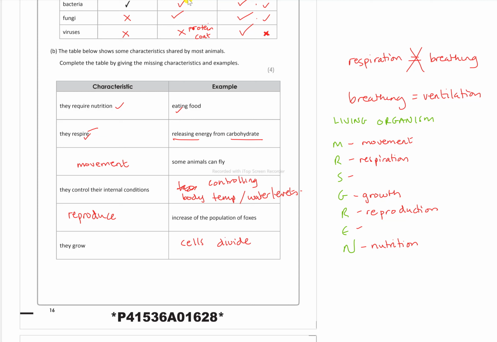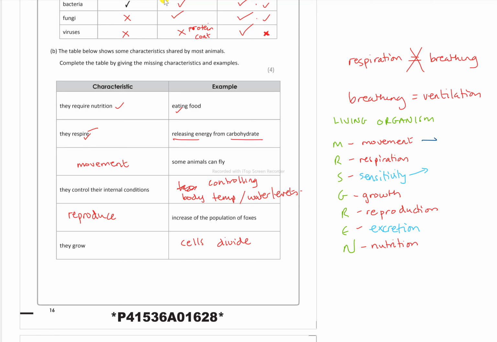Right, let me think about that one. Right, okay, so this here is sensitivity. That's how they can respond to the external environment and make changes. And this is excretion. That's removal of waste from the cells. So let's get all of this.